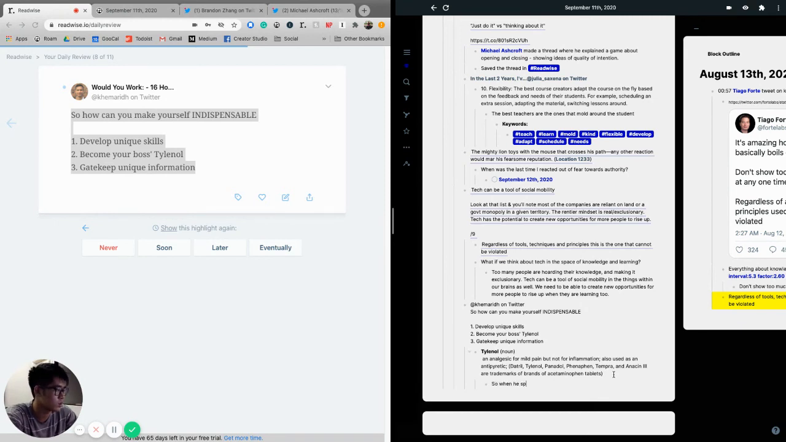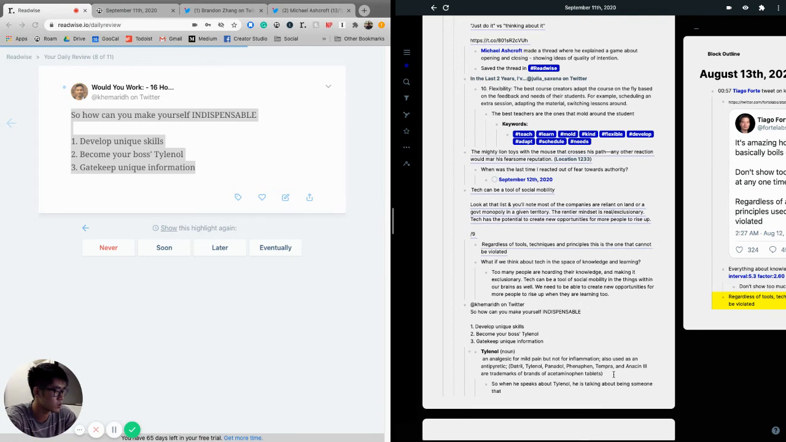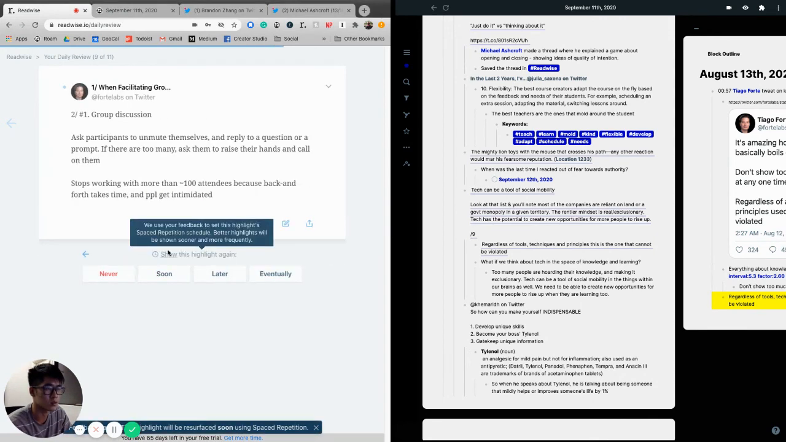So when he speaks about, he is talking about being someone that probably helps or improves some. And I think this will be soon because I like this quote a lot. Ask permission.